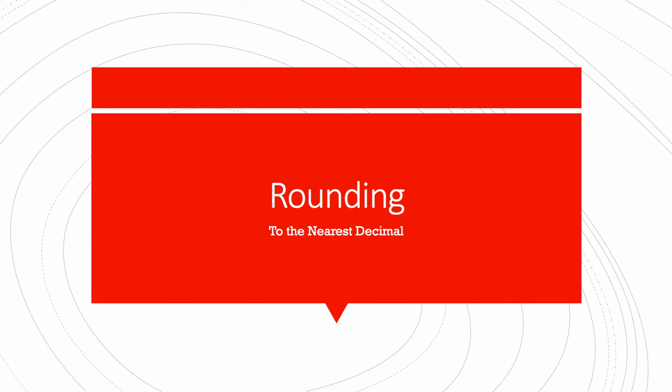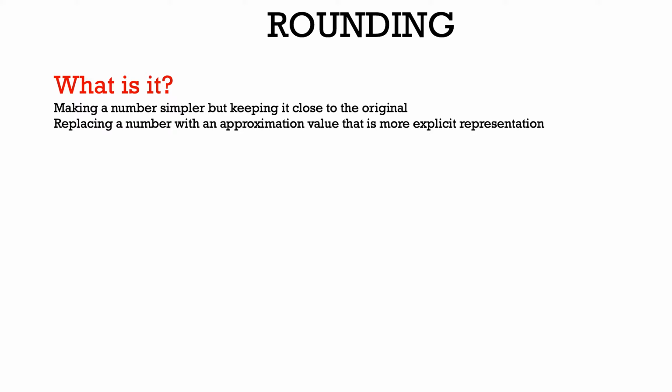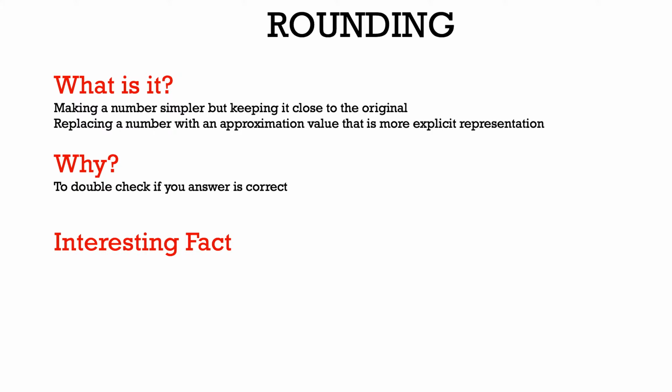Rounding to the nearest decimal. What is it? Making a number simpler but keeping it close to the original, or replacing a number with an approximation value that is a more explicit representation. Why? To double check if your answer is correct.